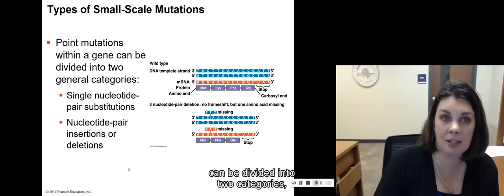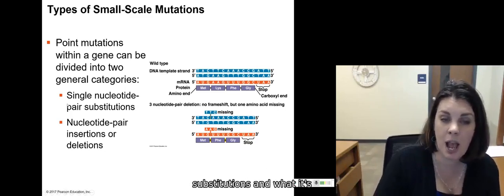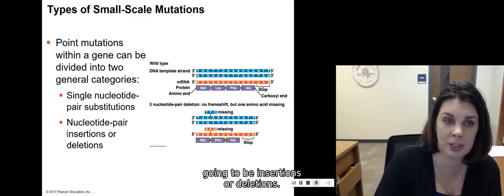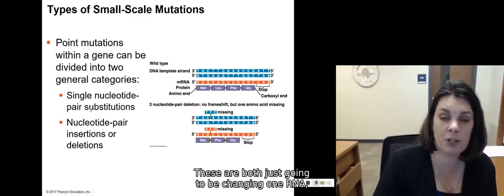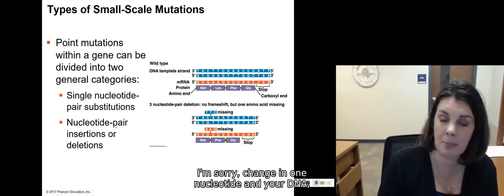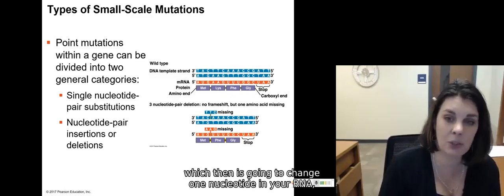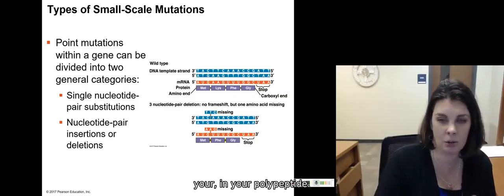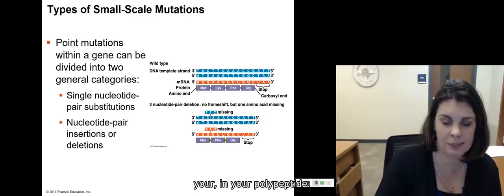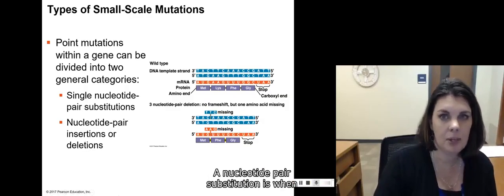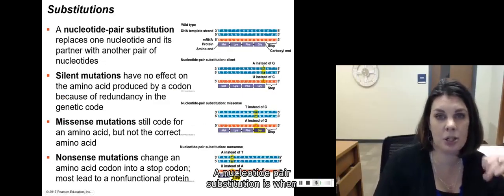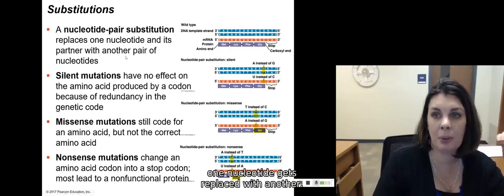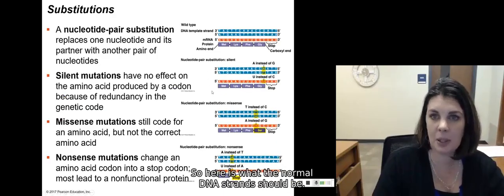Point mutations within a gene can be divided into two categories. One are single nucleotide pair substitutions, and one is going to be insertions or deletions. These are both just going to be changing one nucleotide in your DNA, which then is going to change one nucleotide in your RNA, which then could change the protein in your polypeptide. A nucleotide pair substitution is when one nucleotide gets replaced with another.